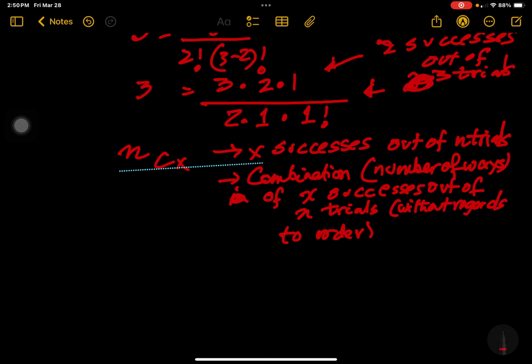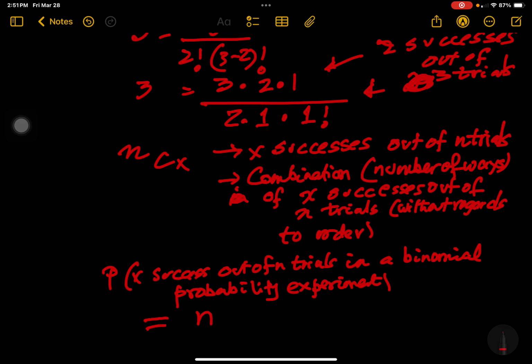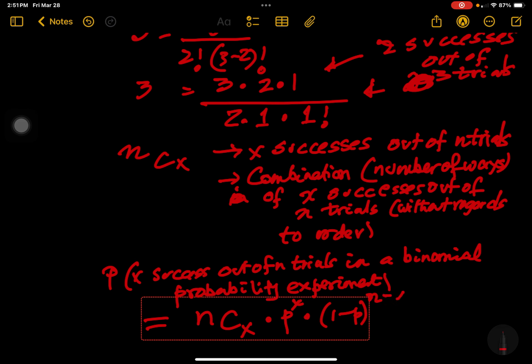So when we want to write out the probability of x successes out of n trials in a binomial probability experiment, the final formula which we tend to use is equal to nCx, which is a combination of x things out of n, or the number of ways in which we can select x items out of n items, or x successes out of n trials, multiplied by probability of success raised to the power of the number of successes, times 1 minus p, which is the probability of failure, raised to the power of n minus x. n is your total number of trials, x is your successes, so n minus x is your failures.